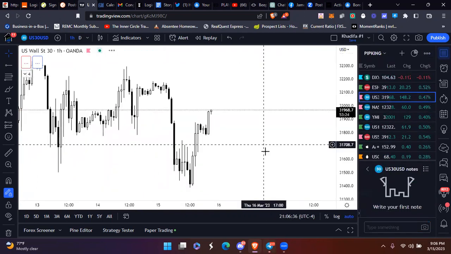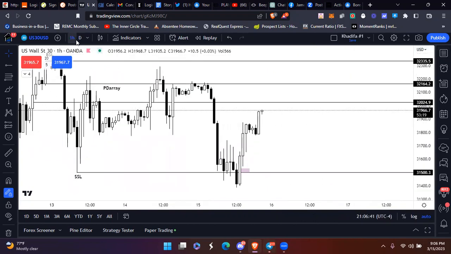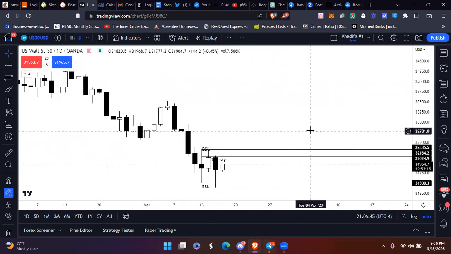And looking at Dow futures or US 30, looking at the daily, same thing.